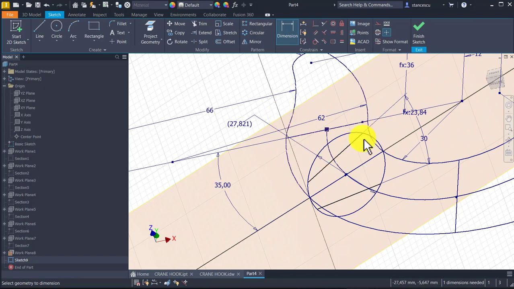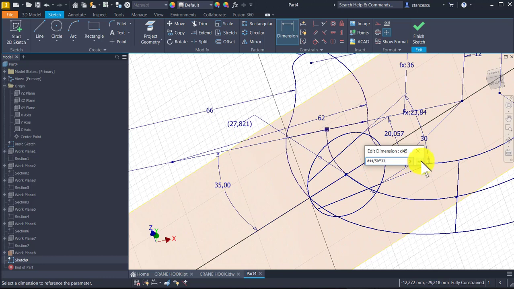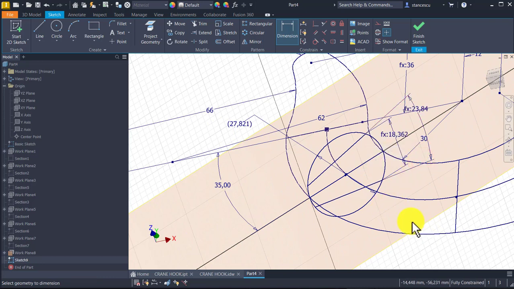And then the last distance of this section, which is this one, Control V. Okay, then split, double cut, single cut, single cut.